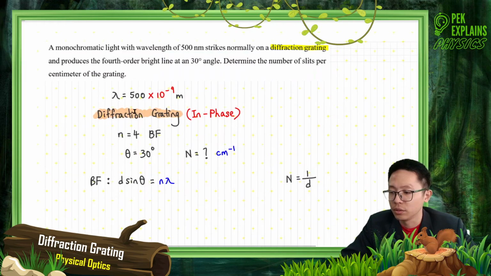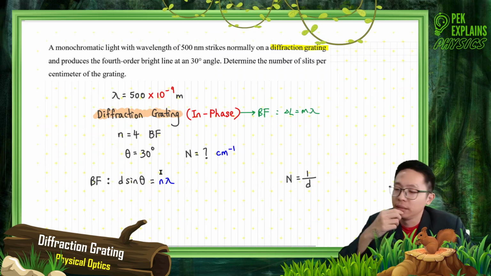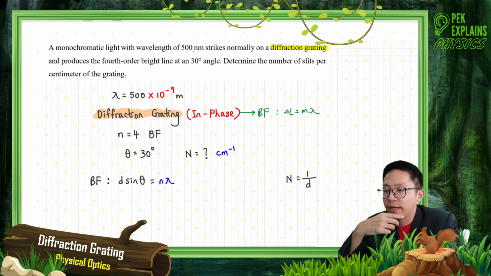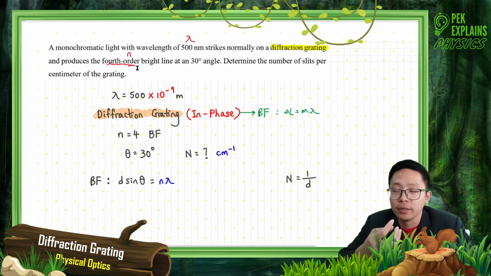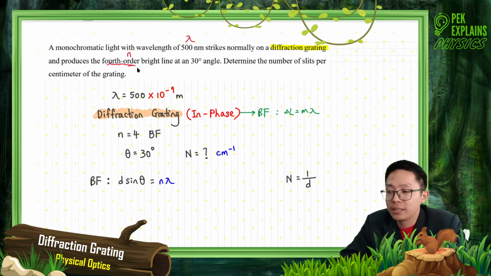So we already have the formula here, d sin theta equals n lambda, because we know that for in-phase sources to form bright fringe, the delta L must be m lambda. M or n is the same. Now it gives us the wavelength here. For producing the fourth order, what does order mean? Order is the n or m. It already gives you the value of the order, so straight away just put n equals 4.